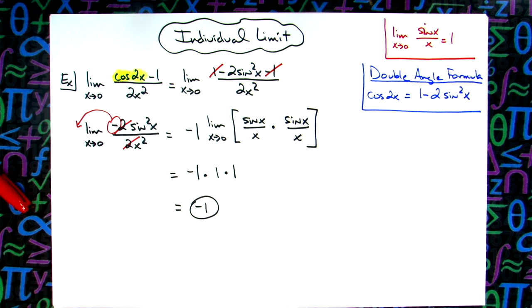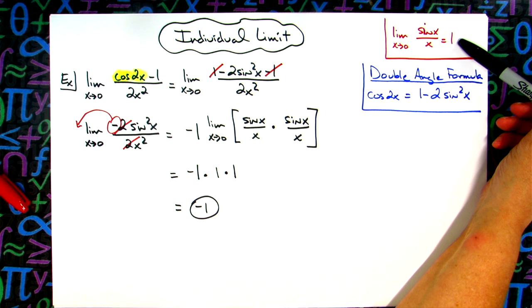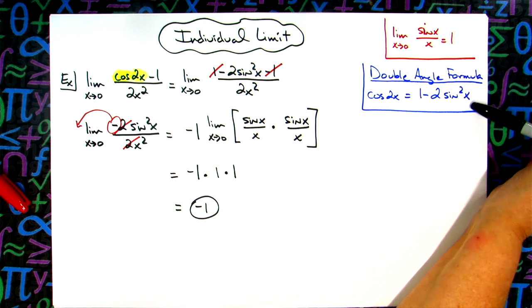So a pretty straightforward trig limit here, assuming that you have already proved this justification and you're just automatically using it, and that you can pull from that trig formula base that you know to replace that double angle formula.